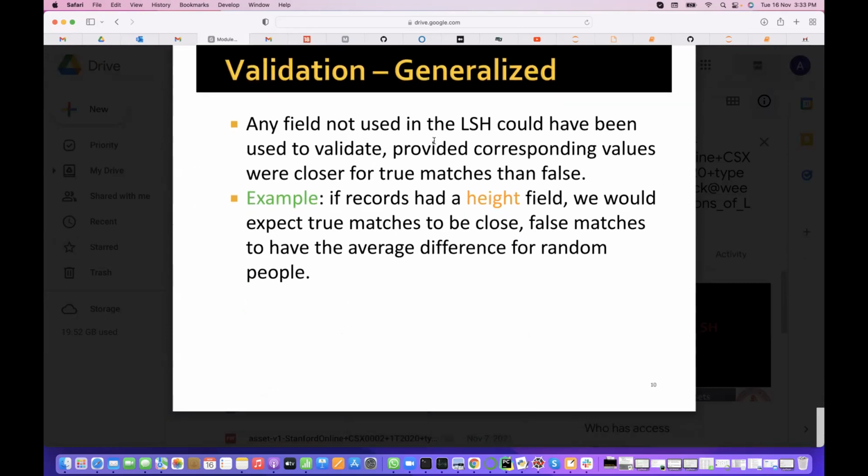So any field not used in the LSH could have been used to validate. That is another way. You may hold off one or two fields, then take the remaining fields and verify whether the other fields, which were not used to hash, are also the same. Any field not used in the LSH could have been used to validate, provided the corresponding values were closer for true matches than false. Example, if records had a height field, we would expect true matches to be close, and false matches to have the average difference for random people.